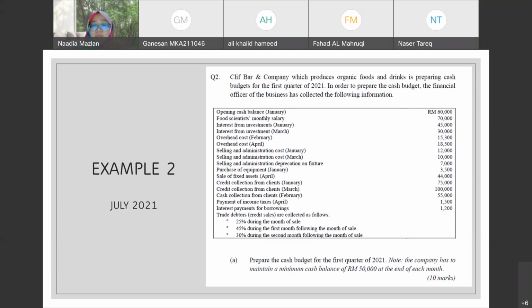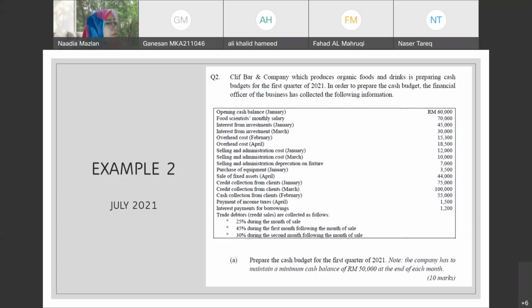So the first quarter means what months do I need from you? January, February, and March. Now, please take a picture. I'm not so sure whether I have already given this example or not, although I do think that I gave July 2021. If not, take a picture of this.